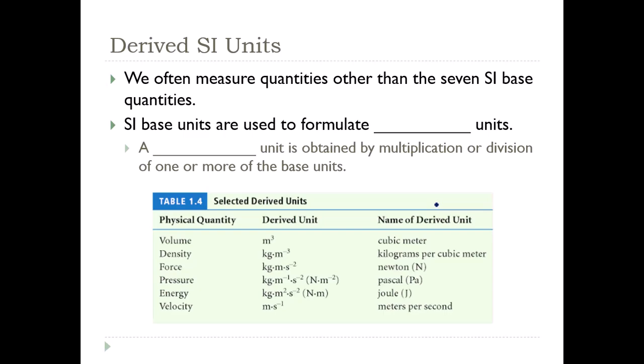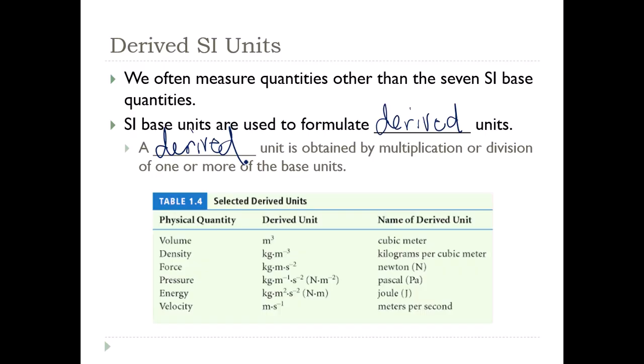And then derived SI units. So we have the SI base units, but we often measure quantities other than the 7 SI base unit quantities. So SI base units are used to formulate what are called derived units. A derived unit is obtained by multiplication or division of one or more of the base units.